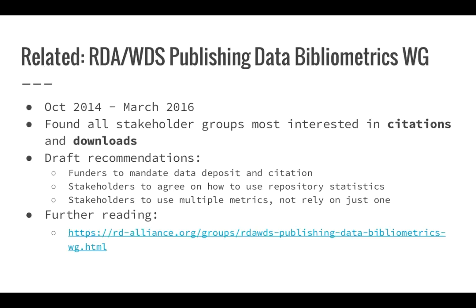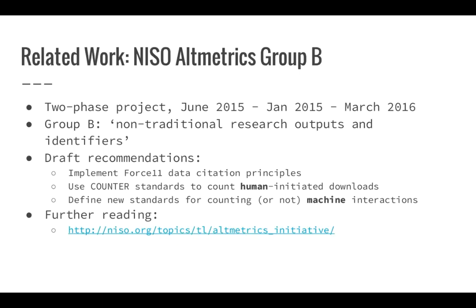Now, if we move on to the next slide, there's one other area that I wanted to just mention that's worked in this area, and that's the NISO Altmetrics project. Group B from that is looking at non-traditional research outputs, including datasets and identifiers. And again, the recommendation document is still in preparation, so this is just a few extracts from a recent draft. One of which was encouraging the implementation of the Force 11 data citation principles, again supporting data citation within the published literature.